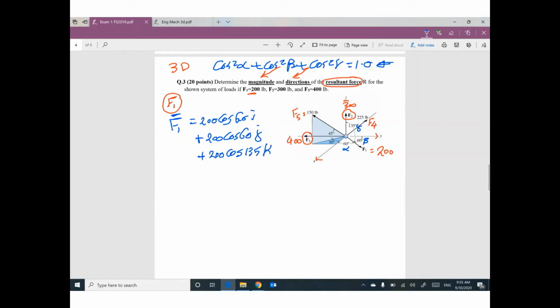What else? F2. What do you have about F2? Wow, F2 is in the z direction. So F2 as a vector will be 0i, 0j, and positive 300k. What else? F3. What do you know about F3?